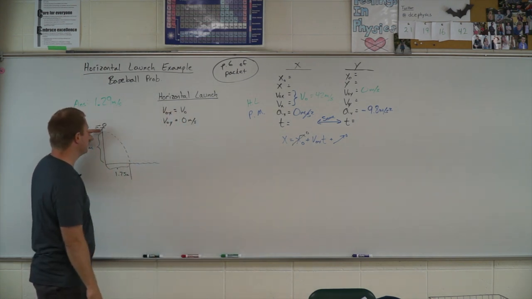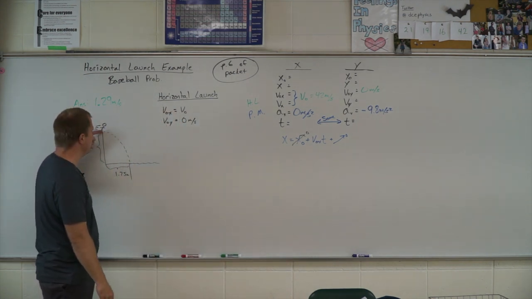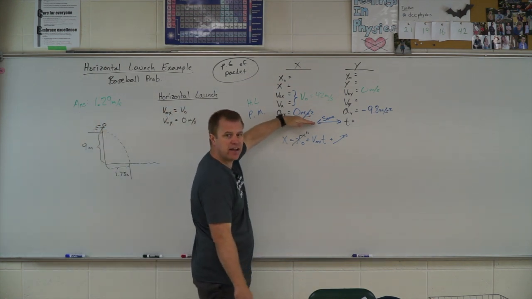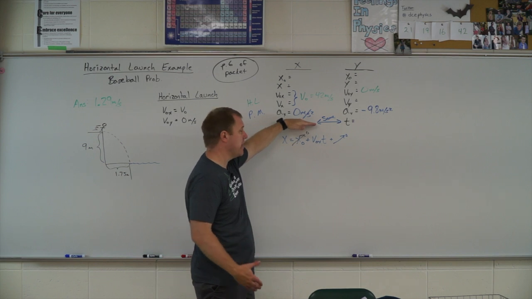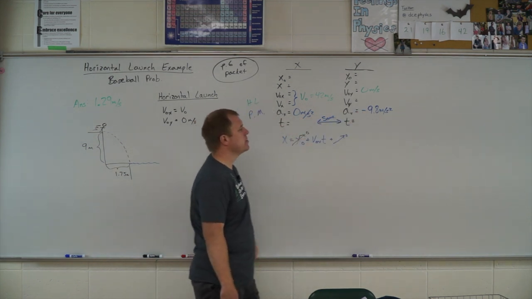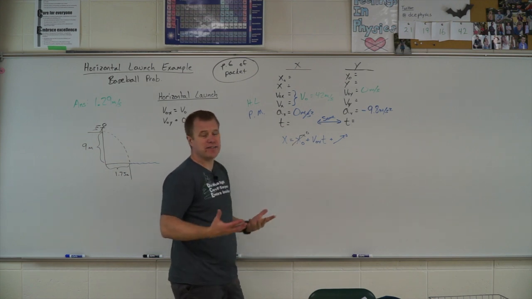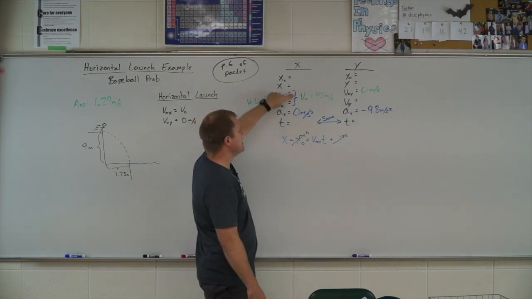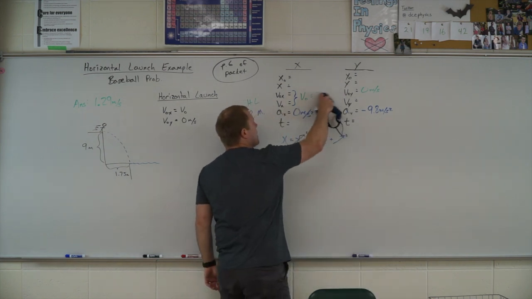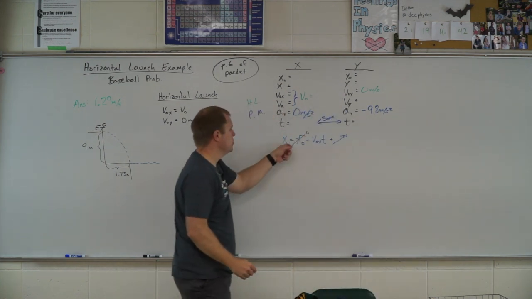I also notice that as soon as they leave that cliff edge, the only thing acting on them is gravity. So there's nothing acting on them in the X direction because we're ignoring air resistance, so our acceleration is 0 in the X, negative 9.8 meters per second squared in the Y. This is a projectile motion problem, so that means these two velocities will be the same, and I will be using equation number 2.